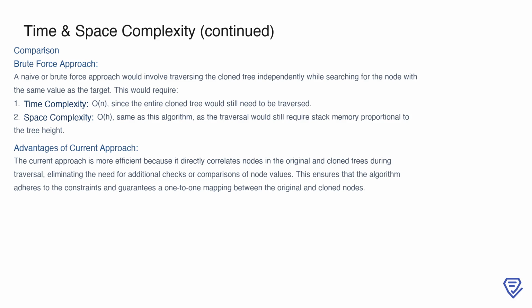However, the current approach is advantageous because it leverages the parallel traversal of the original and clone trees to establish a one-to-one correspondence between nodes. This eliminates the need for separate checks or comparisons based on node values, allowing the algorithm to strictly adhere to the problem constraints while ensuring optimal efficiency.